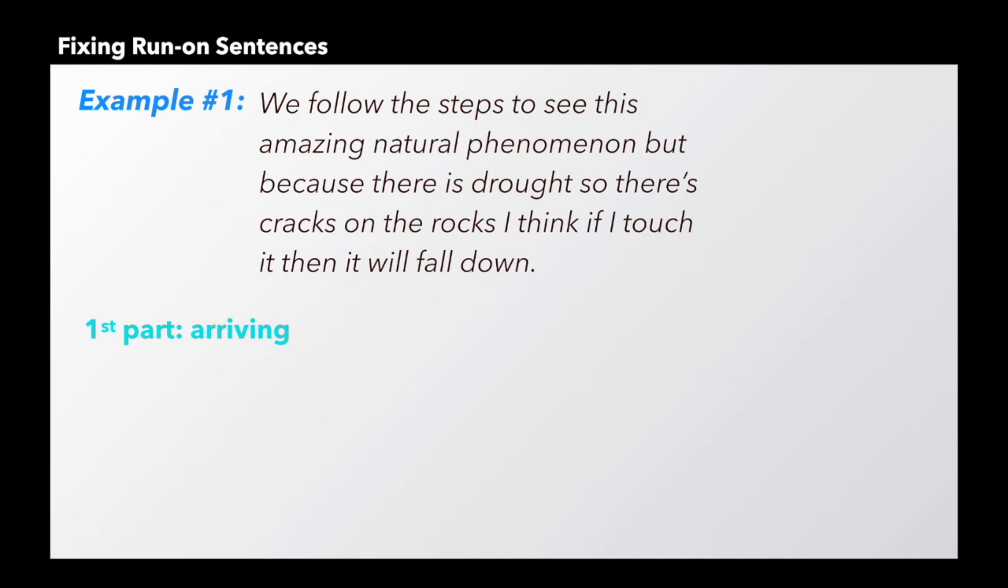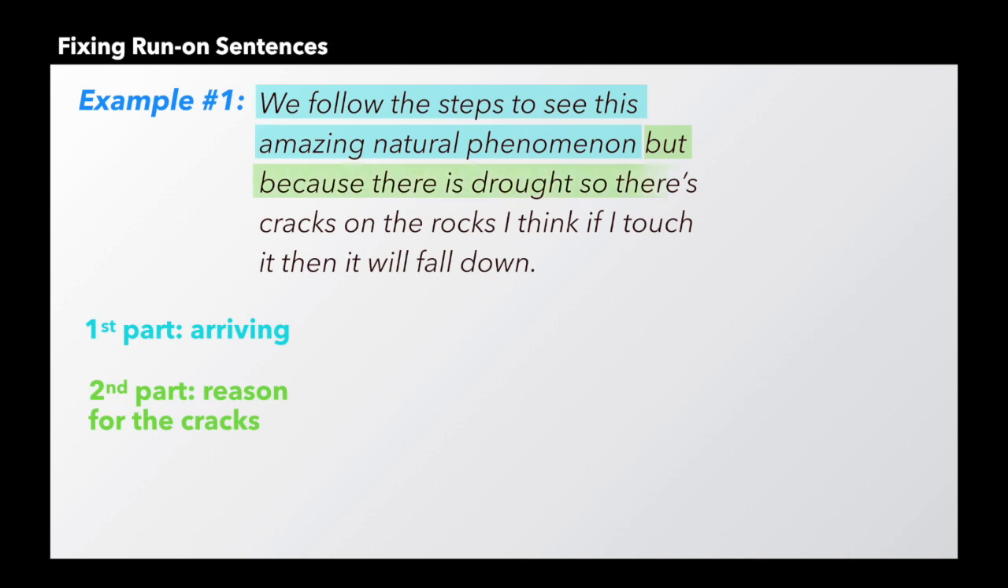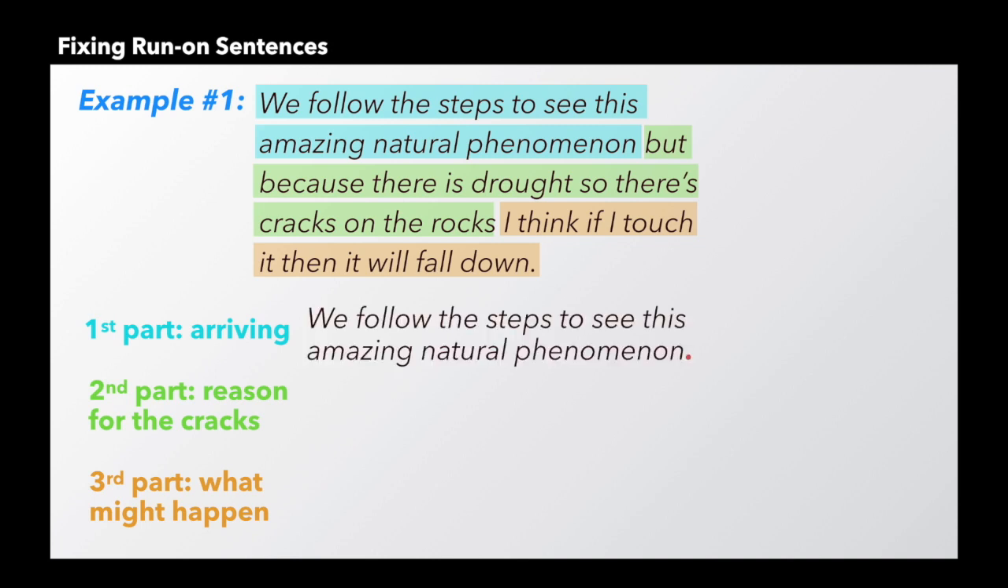The first idea here is we follow the steps to see this amazing natural phenomenon. They are arriving at this place. The second part is the reason for the cracks in the rocks. The reason is the drought. And the third part of this sentence is what might happen if it is touched. So here are the three ideas that we need to break into 3 sentences.